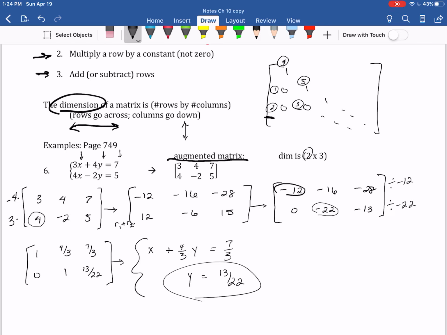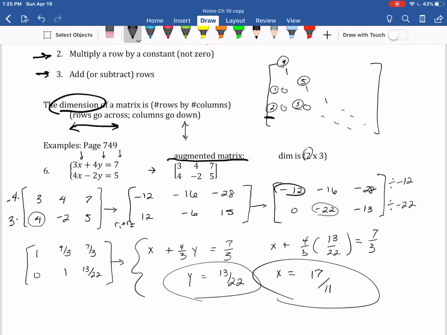And if y is 13 over 22, I can substitute that back into the line directly above and figure out x. x plus 4/3 times 13 over 22 equals 7/3. And now we're solving for x, right? So let's take 7/3 minus the product of 4/3 times 13 over 22. And make that a fraction. I get 17 over 11. So x is equal to 17 over 11. That should solve your system of equations.